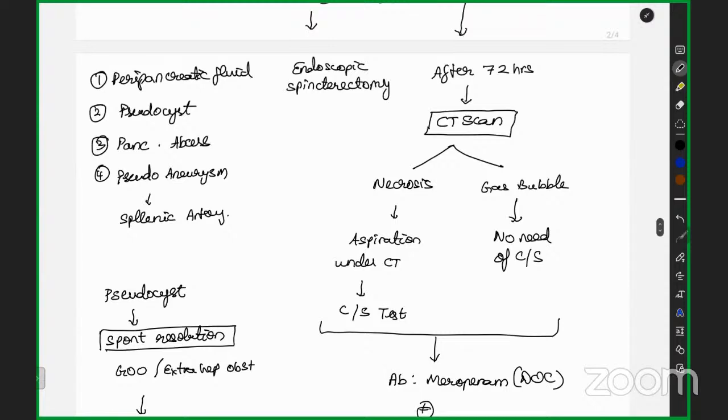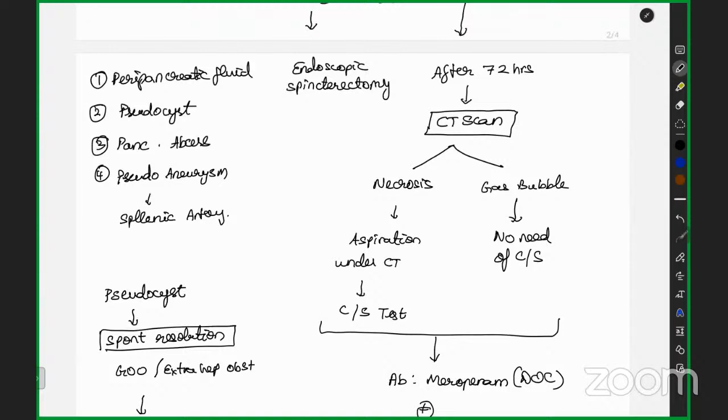If there is going to be a walled off necrosis, then you have to do an external drainage. If the patient is going to have splenic vein thrombosis, then you're going to treat accordingly. Left-sided pleural effusion, you're going to treat accordingly. That's all. This is all about your acute pancreatitis.